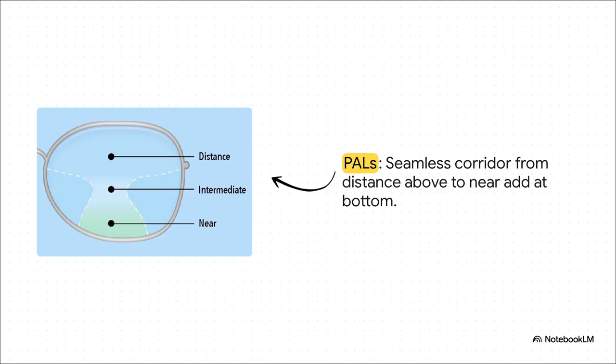Notice the seamless visual corridor mapping from distance up top all the way down to the full near add at the bottom. It's this corridor of increasing power smoothly connecting them, which totally eliminates gaps and image jump. But let me give you an attending-level clinical pearl right now. You must always forewarn new presbyopes about the peripheral distortion with these lenses. They are going to experience a swim effect when they turn their head. Remember my golden rule. If you tell a patient about this in advance, it's an expectation. If you tell them after they complain, it's a complication.